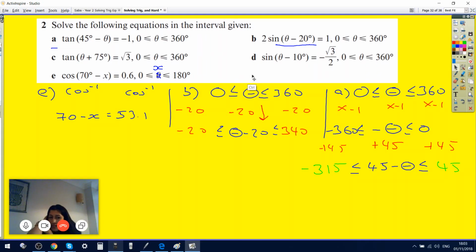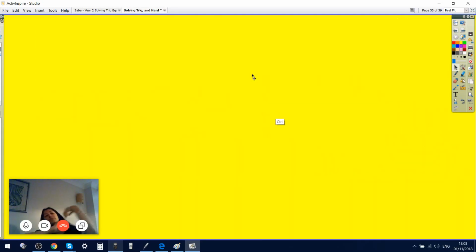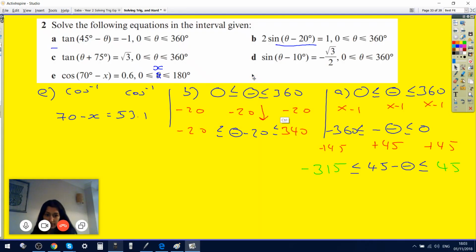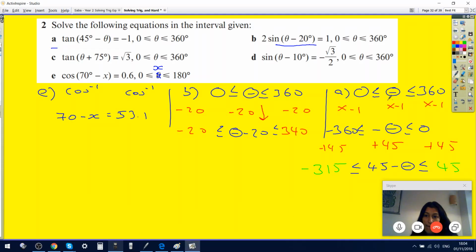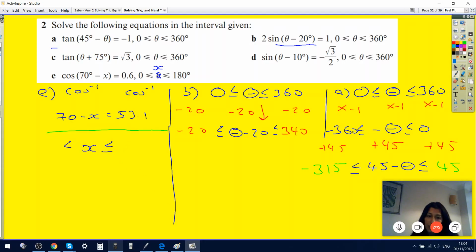Now we go back to our very last question. Hang on, I better just leave those notes up for you. Okay, so our last question. We had to go from x is between 0 and 180. So times both sides by -1. Yep. So you get minus 180 and then 0.